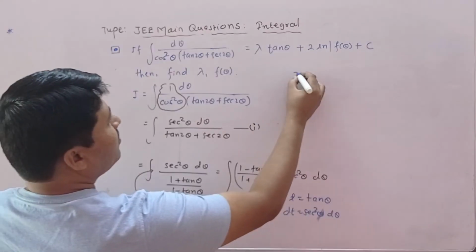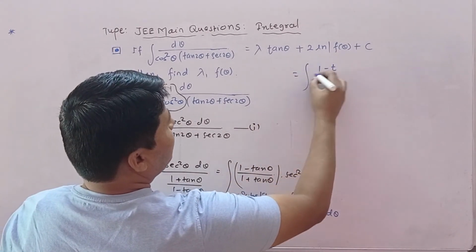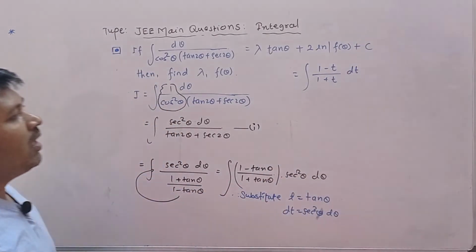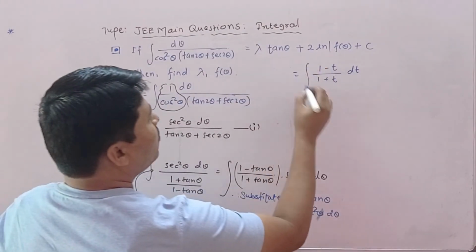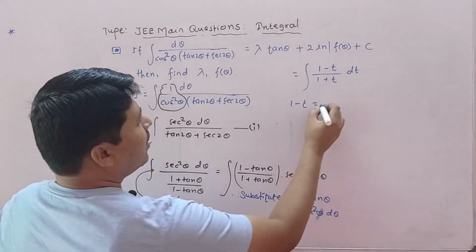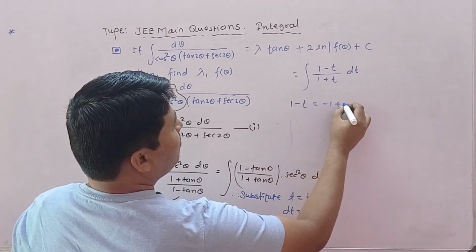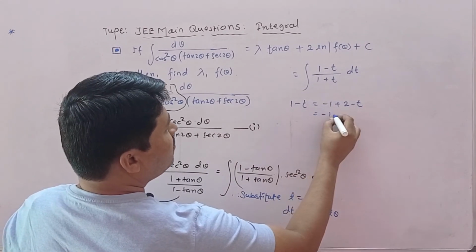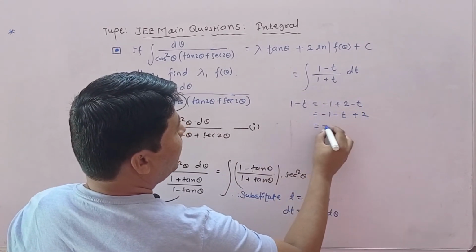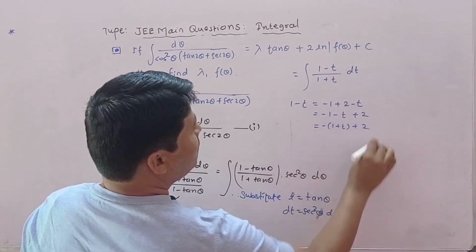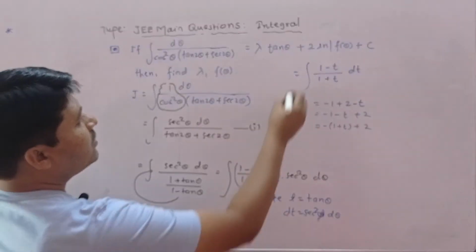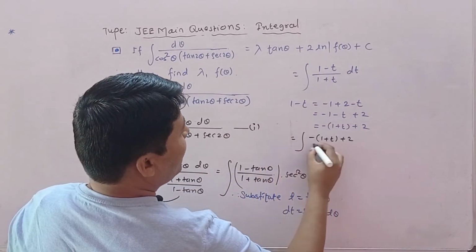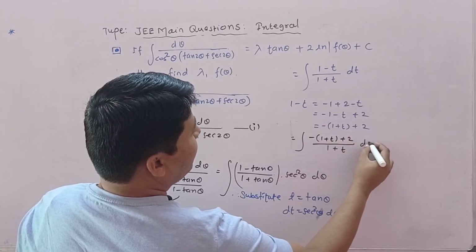Therefore this integration becomes the integral of (1 minus t) divided by (1 plus t) dt. Now we find the integral. The term 1 minus t we can arrange as minus 1 minus t plus 2, that means minus (1 plus t) plus 2. Therefore this integration we can write as the integral of (minus (1 plus t) plus 2) divided by (1 plus t) dt.